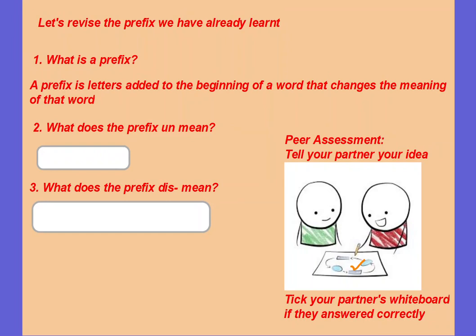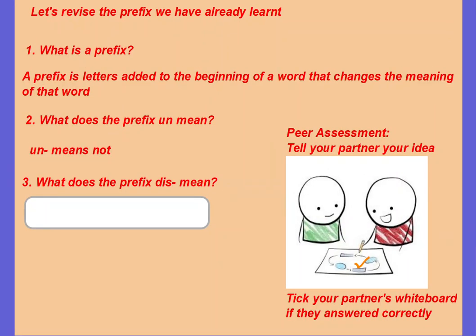Question 2: whisper to your partner, what does the prefix un mean? Okay, let's have a look to see if you were right. The prefix un means not. Unable means not able. Again, I want you to put a tick on your partner's whiteboard if they got that answer correct.